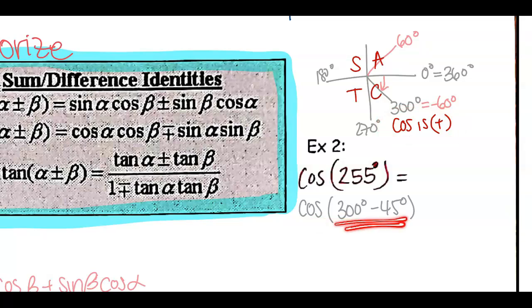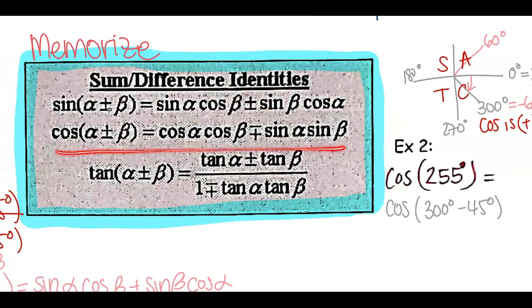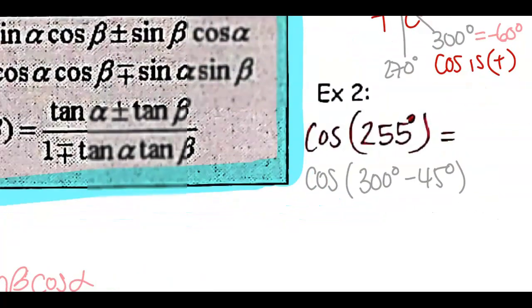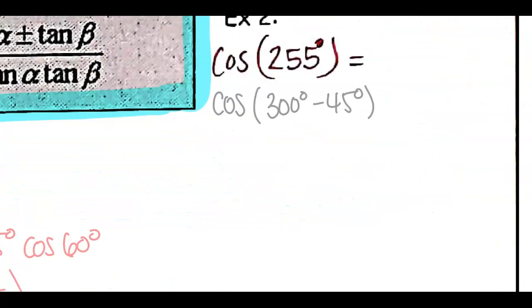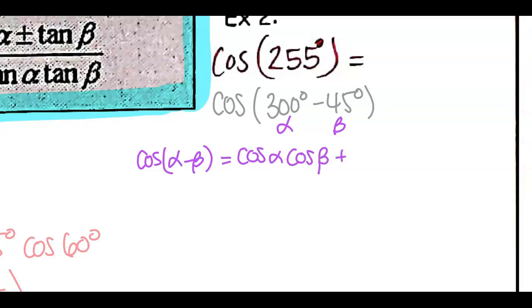Since I'm subtracting, I'm going to use the cosine formula here, but since I'm subtracting both of the numbers, I need to add the numbers when I actually plug in the formula. So underneath here, let me go ahead and plug in my formula. And guys, if you need space, be careful because I'm probably going to run out of space. This is alpha, this is beta. We're going to use cosine of alpha minus beta equals cosine alpha, cosine beta, plus, remember, we're going to switch that sign, sine alpha, sine beta.